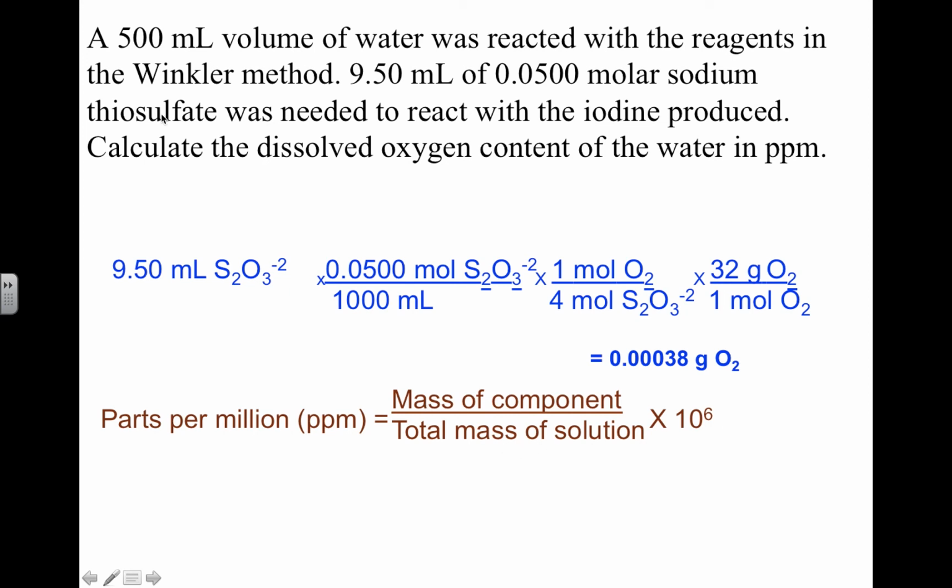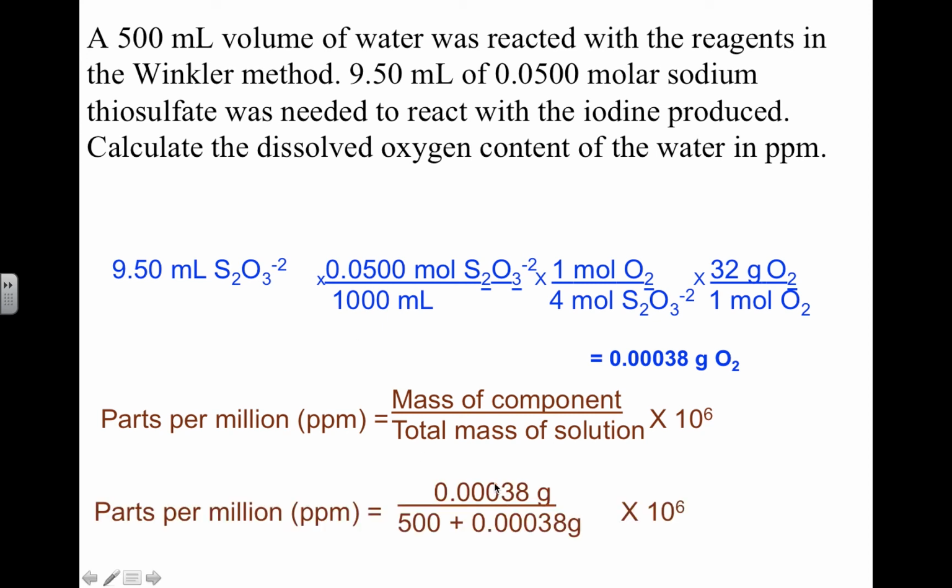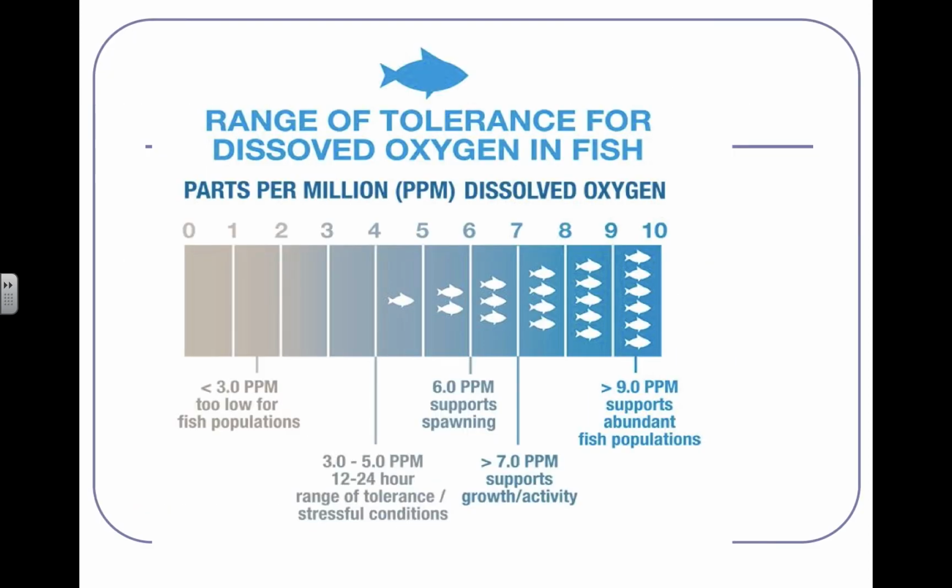Well, mass of the solution. We can assume that density of water is 1 gram per milliliter. So if we have 500 milliliters, we have 500 grams. So we have our mass of our component over the total mass of the water plus the component. We multiply that by a million, and we get 7.59 parts per million. And here's a nice little range of parts per million and how that affects your aquatic life. All right, there you go for redox reactions and titrations.